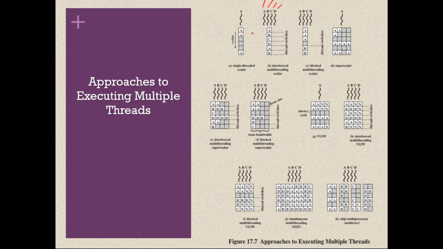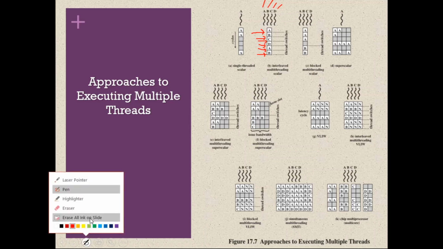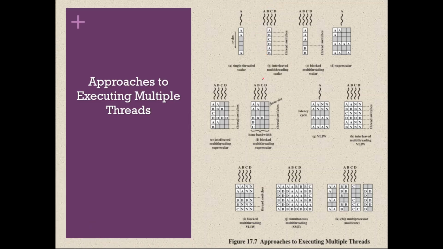During the first clock cycle, the processor is executing thread A. During the second clock cycle, it is executing thread B. During the third clock cycle, thread C. During the fourth clock cycle, thread D. Again during the fifth clock cycle, thread A. Again during the sixth clock cycle, thread B, and so on. After every clock cycle, the processor context switches from one thread to another thread. This is interleaved multi-threading scalar. Okay.